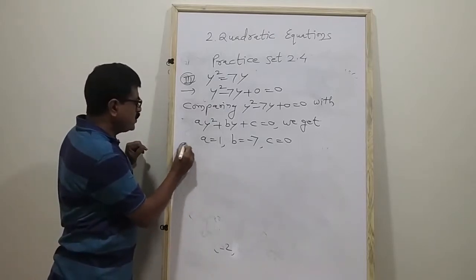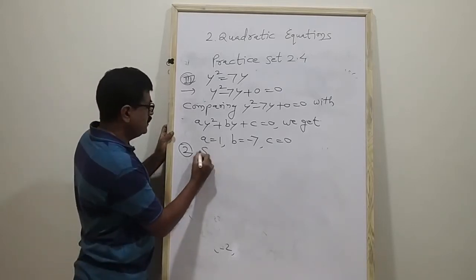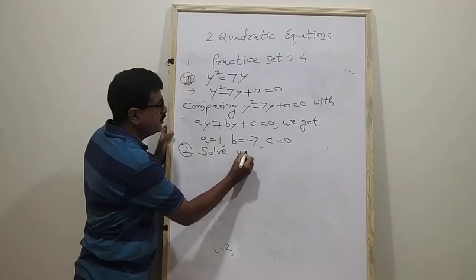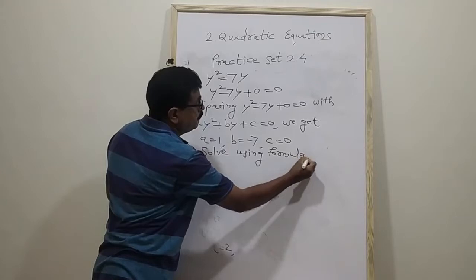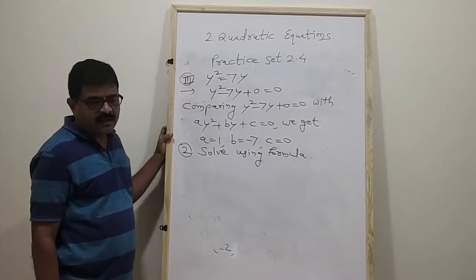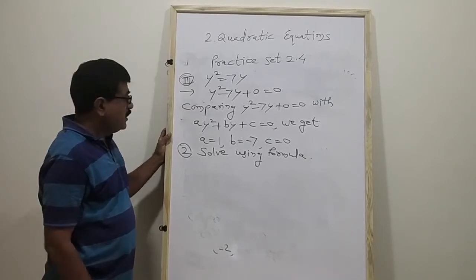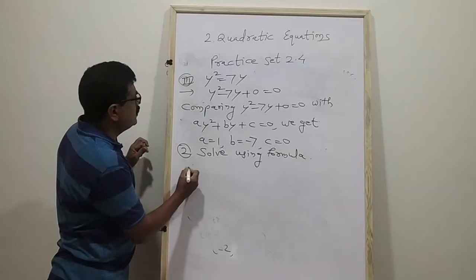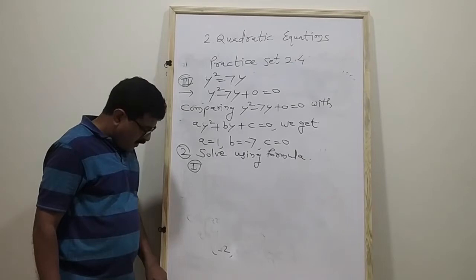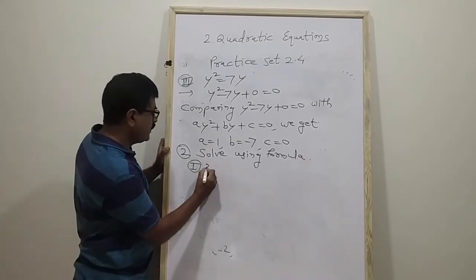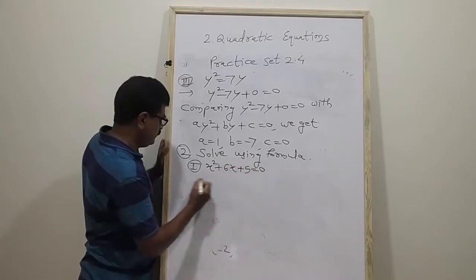Now write down question number 2. Solve using formula. That is, solve the given quadratic equations by using the formula. Now first, solve using formula number 1. First example. x square plus 6x plus 5 is equal to 0.